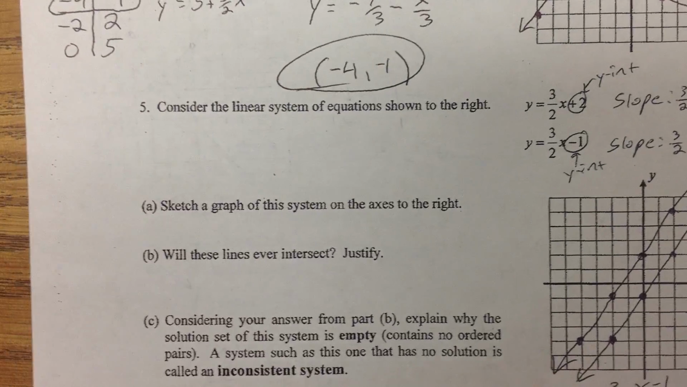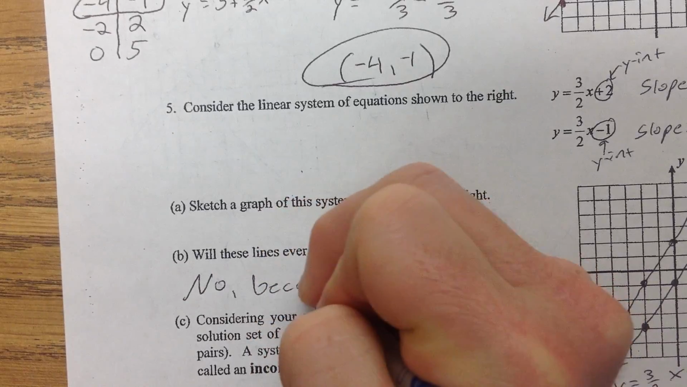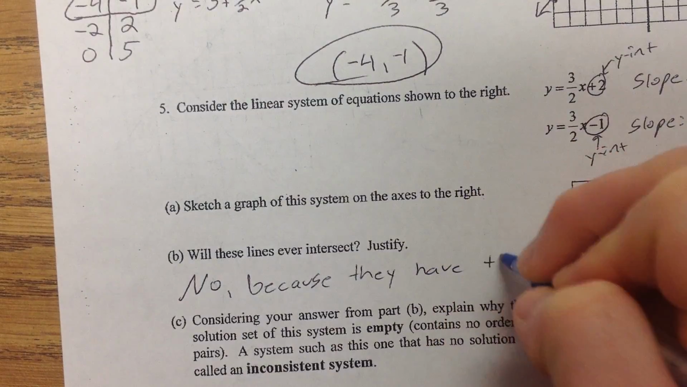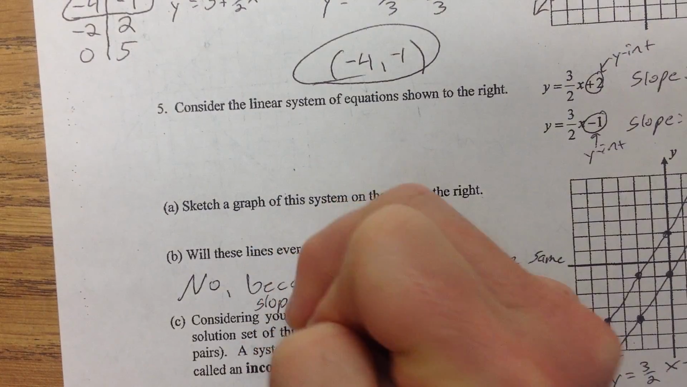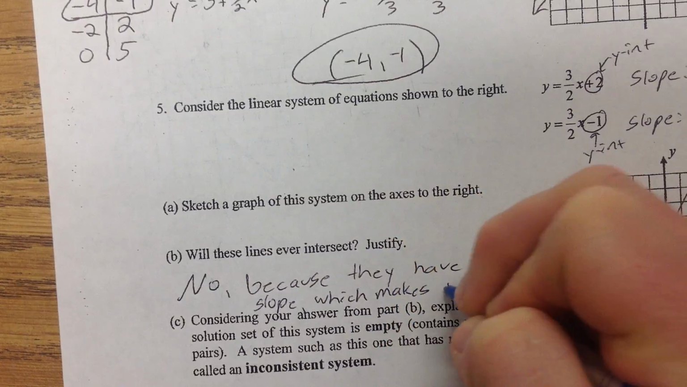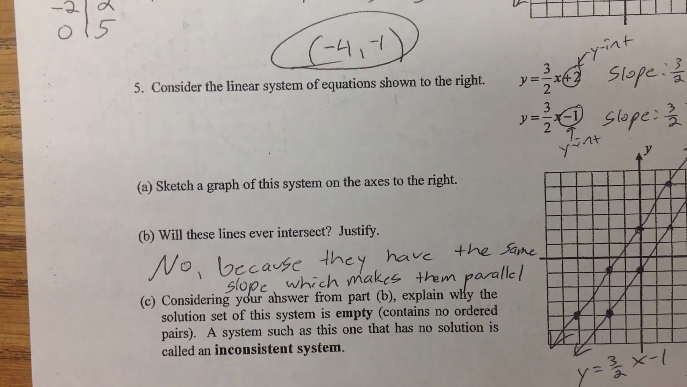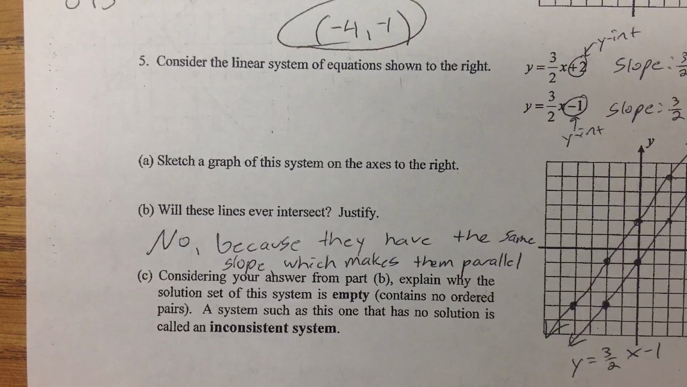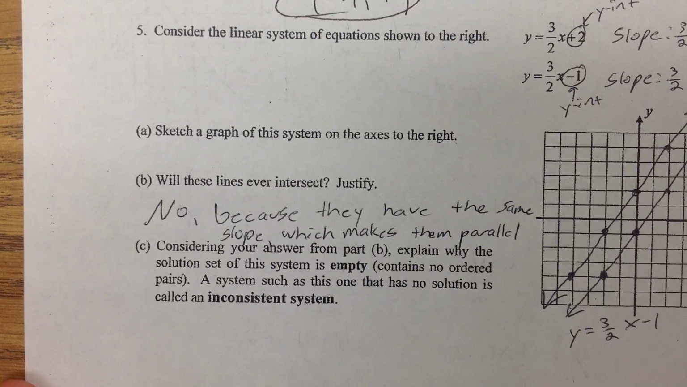So will these lines intersect? No, because they have the same slope, which makes them parallel. Right? Considering your answer from part B, explain why the solution set of this system is empty, contains no ordered pair. A system that has no solution is called an inconsistent system.